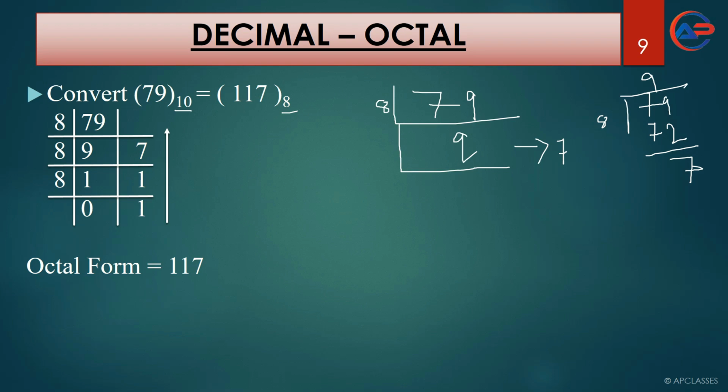Next, when we divide 9 by 8, 8 ones are 8, the remainder will be 1. Again, we will divide it until we get a 0 here. Again, we divide 1 by 8, 8 zeros are 0, the remainder is 1. We have to consider from bottom to top, that is 117. Here you can see that it is written 117.